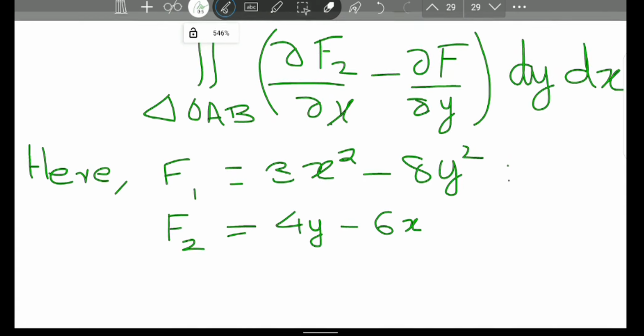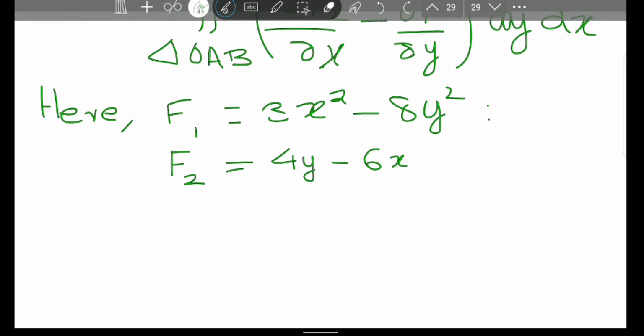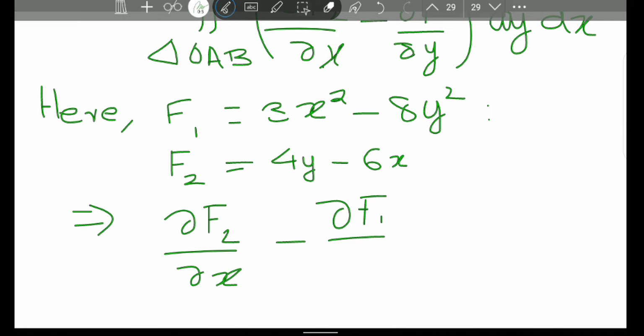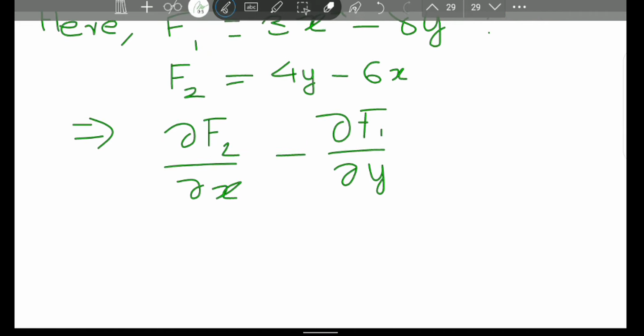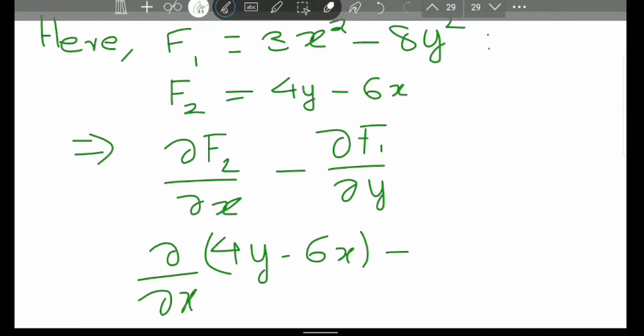Then we should compute this quantity del f2 del x minus del f1 del y. Let's do it. This implies del f2 del x minus del f1 del y. Del f2 del x, that's the partial differentiation with respect to x of 4y minus 6x, minus del f1 del y, that's partial differentiation with respect to y of 3x square minus 8y square.